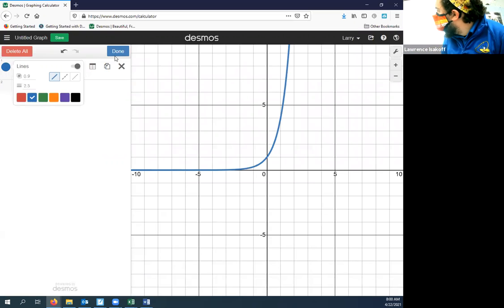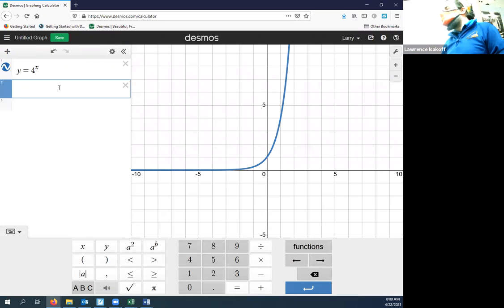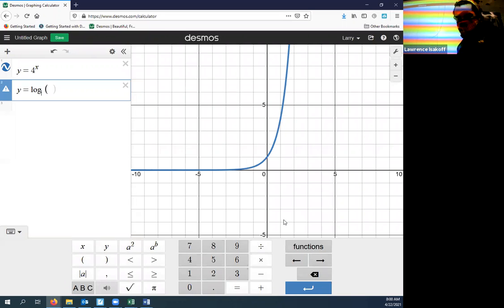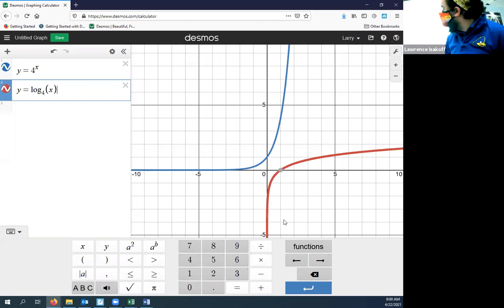Now, since this has a base of 4, my log needs a base of 4. So I can say y equals, and again, I'm going to choose log base A. I can type a 4 in the little subscript area, and then x. And that gives me that red graph.